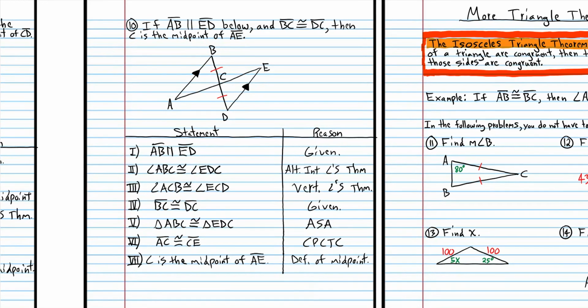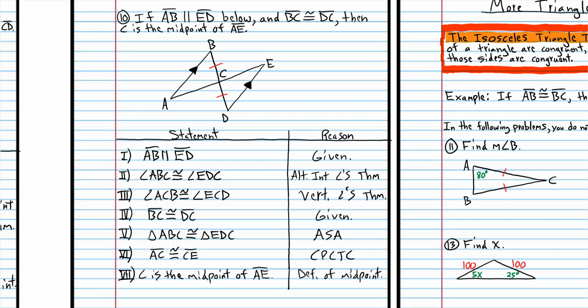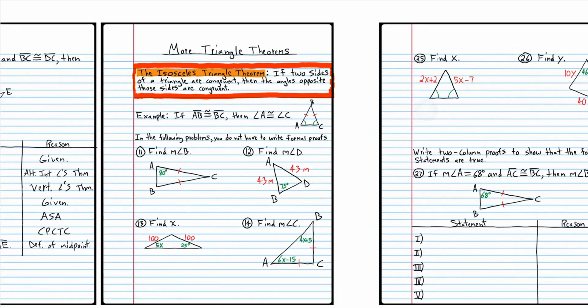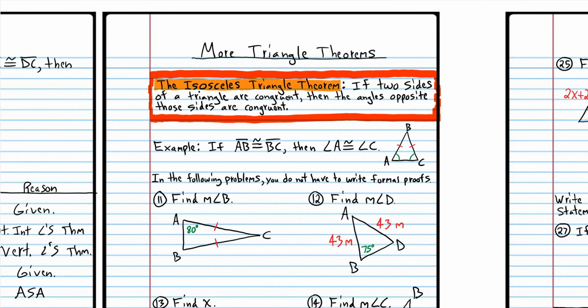So that was a slightly more challenging problem, but if you got those answers, good job. All right, so that was CPCTC. You have to show that two triangles are congruent, and then you can say the corresponding parts of congruent triangles are congruent. Now we're going to go on to some additional triangle theorems.